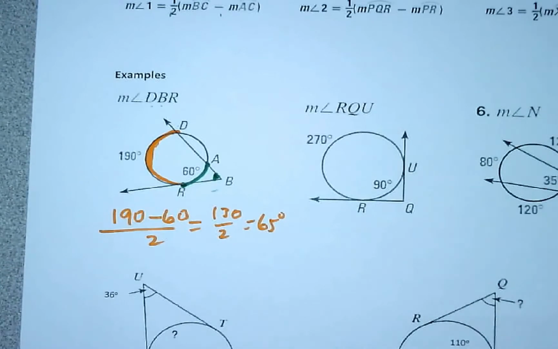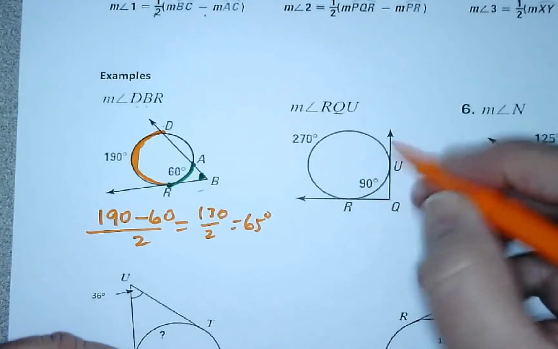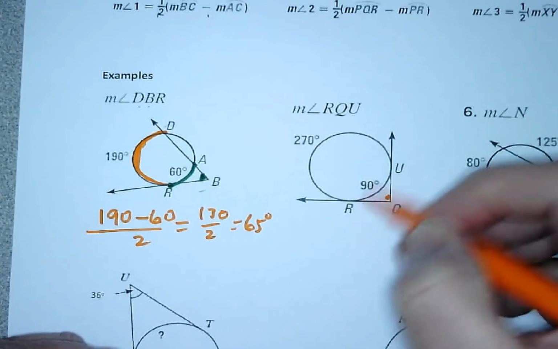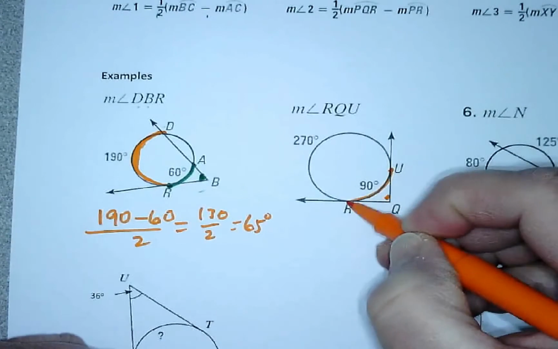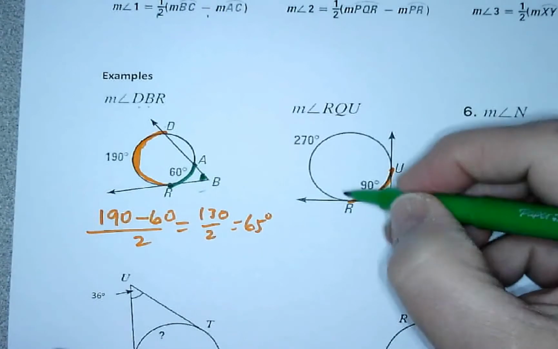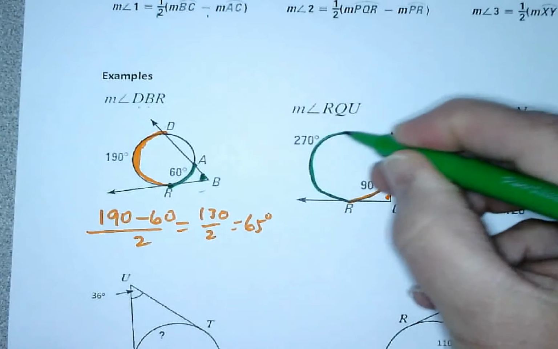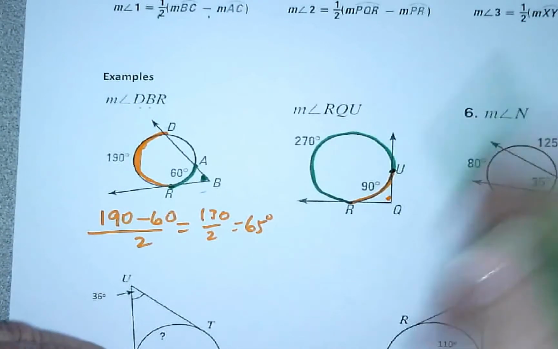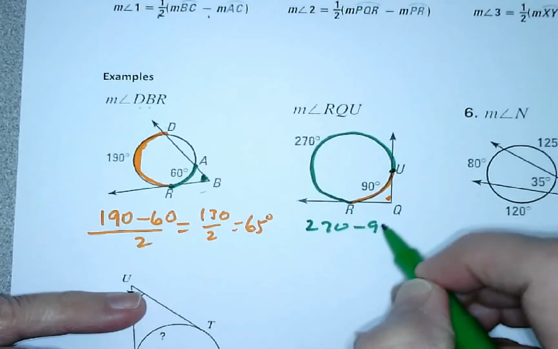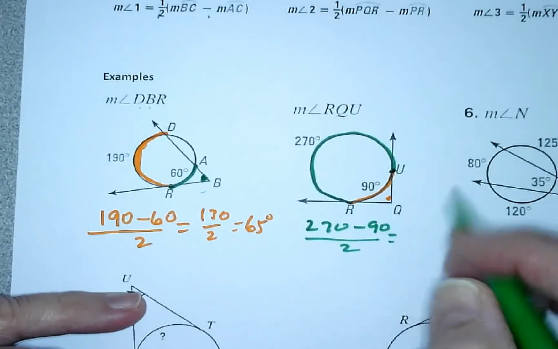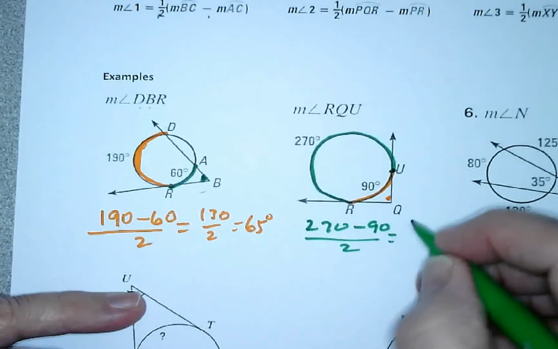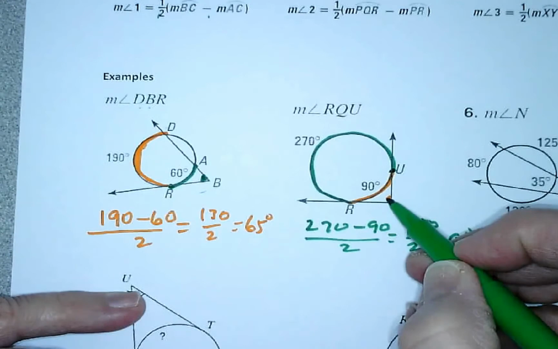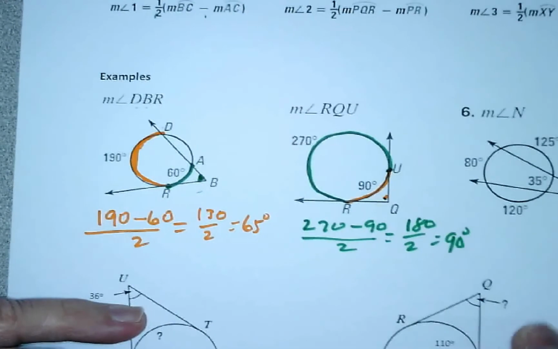Next one, if I want to find angle RQU, so that's this angle right here. It's an outside angle. If I follow the sides out, these are both tangents, so from U to R is one of my arcs. And the major arc going on the other way is also the intercepted arc. So this angle outside here is going to be the difference divided by 2 of those two arcs. So 270 minus 90 is 180. Divided by 2 gives me 90 degrees. This angle right here is 90 degrees. Even kind of looks like it.